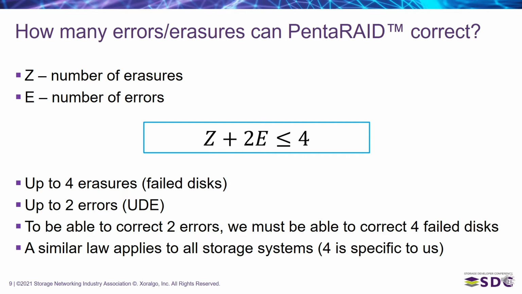And please note that to be able to correct 2 errors, meaning UDE, we must be able to correct 4 failed disks. This relationship is a law that applies to all storage systems, and the difference is the number on the right. So 4 is specific to PentaRAID.